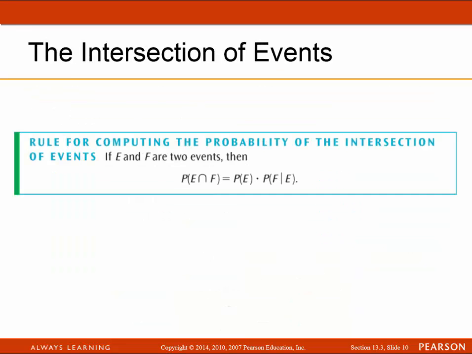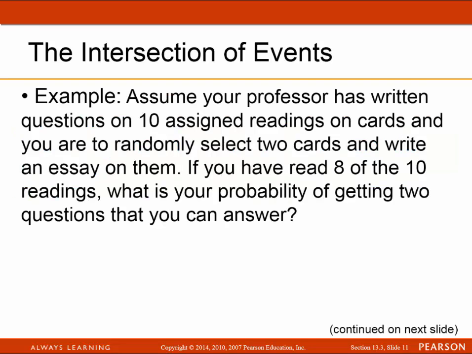Now, the rule for computing the probability of the intersection of two events: if E and F are two events, then P of E and F is equal to P of E times the conditional probability P of F given E. Now, assume your professor has written questions on 10 assigned readings on cards, and you're to randomly select 2 cards and write an essay on them. If you've read 8 of the 10 readings, what is your probability of getting 2 questions that you can answer?